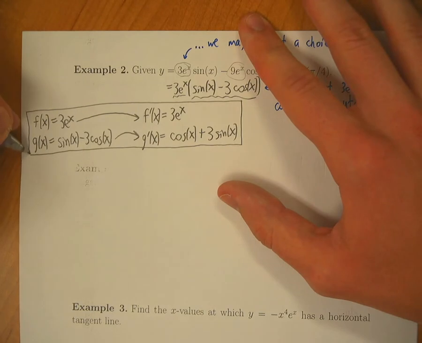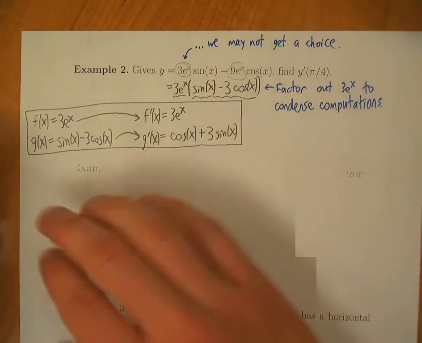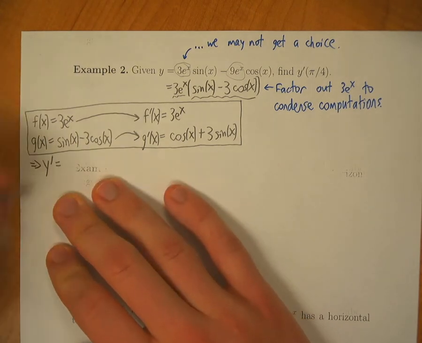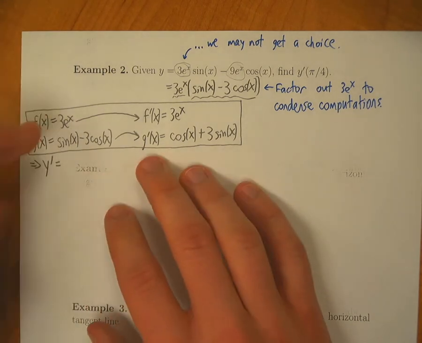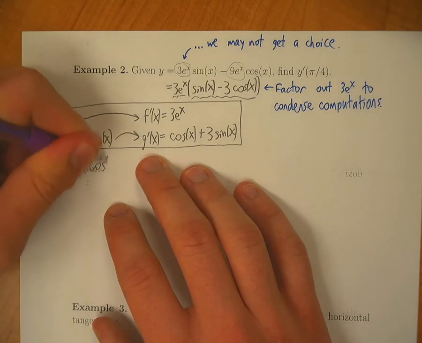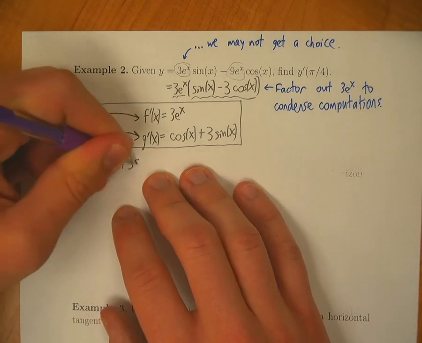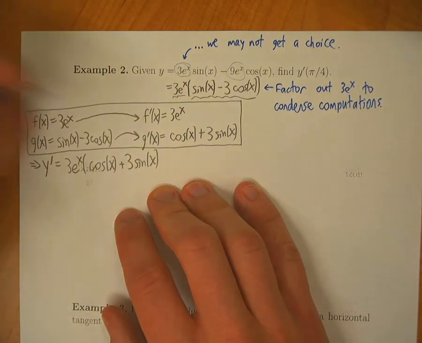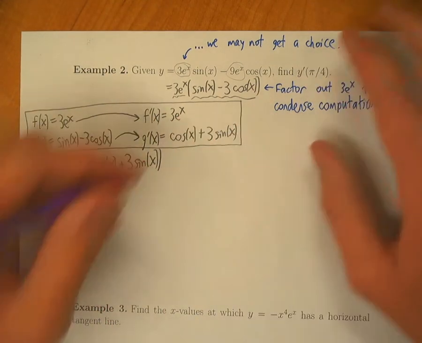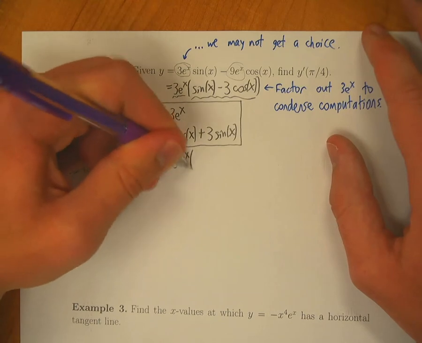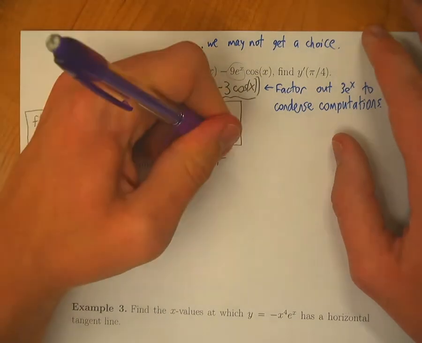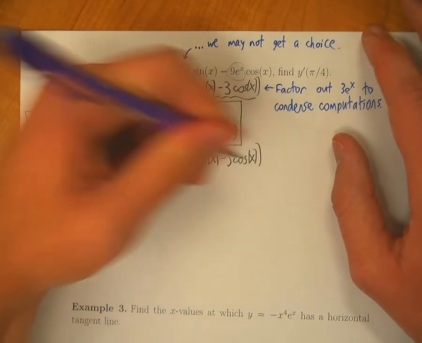So using this little roadmap here, that tells us that y prime is equal to f times g prime, so 3 times e to the x times cosine of x plus 3 times sine of x, and then you have f prime times g, so plus 3 times e to the x times sine of x minus 3 times cosine of x. Okay?